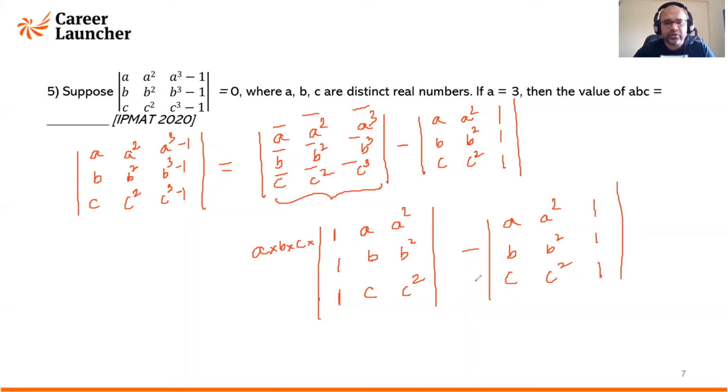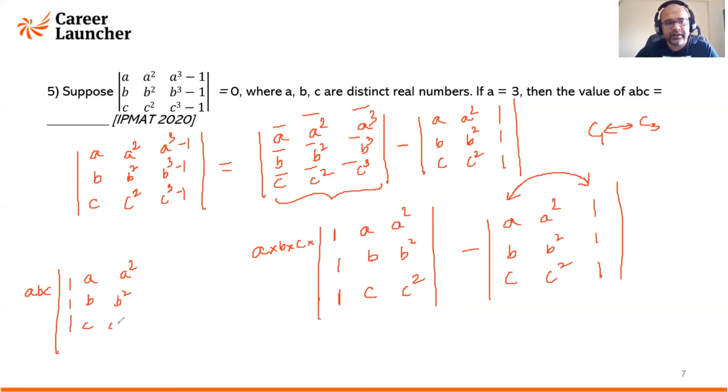Now, if you notice, these two determinants look kind of similar. To be exactly sure, I will interchange column 1 and column 3, and let us see what happens. When I replace column 1 and column 3, I will get A, B, C, and I will get 1, 1, 1. The first determinant will remain as it is: B, B square, C, C square. Whereas the second determinant becomes 1, 1, 1, A square, B square, C square, and then A, B, C. This is what you'll get.